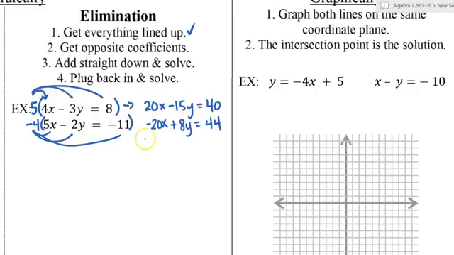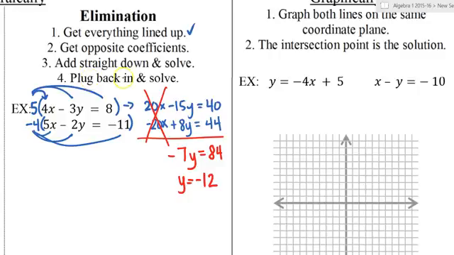Now that you have opposite coefficients, you can add straight down. The x's give you 0 because 20 and negative 20 is 0. That means they have eliminated. So then you have negative 15 plus 8, which is negative 7y, equals 40 plus 44 is 84. Divide by negative 7, you get negative 12, I believe.